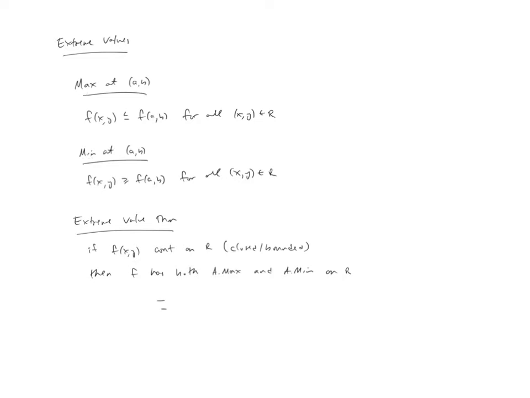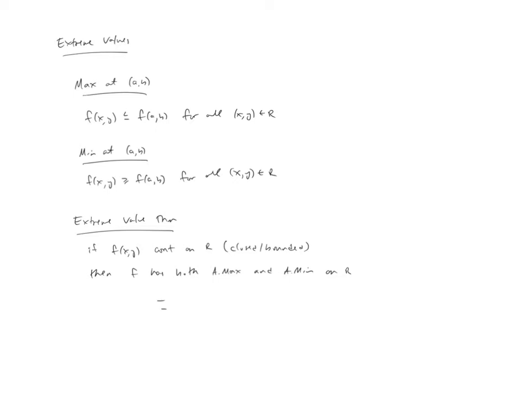A maximum would be something of the sense that all of the other points are less than or equal to a specific point for all xy ordered pairs in the region. So we're saying we have a maximum value if that value, which is now a z coordinate, if that z coordinate at that point is bigger or equal to all of the other z coordinates around it, then of course it would be a maximum.